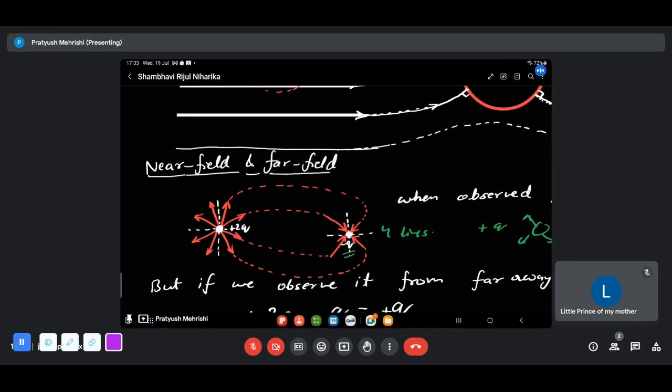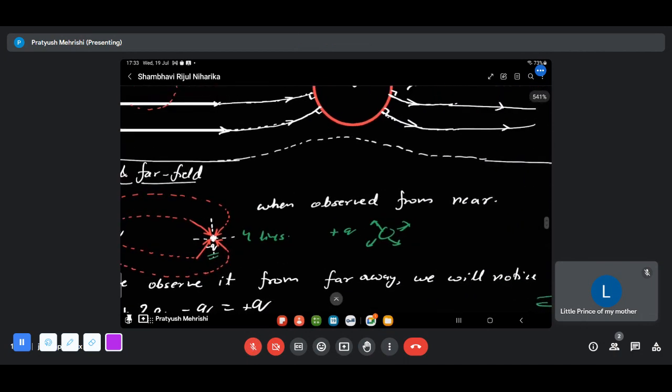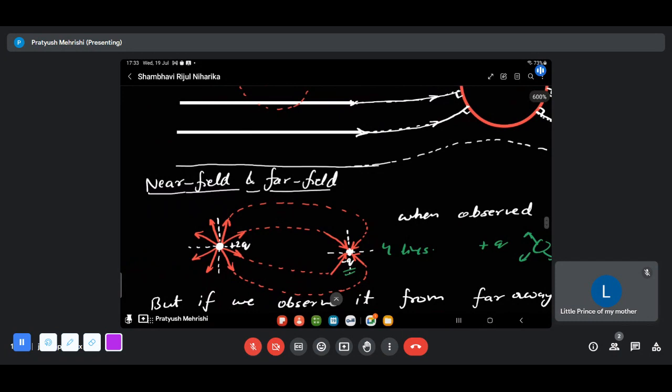If we are drawing 4 lines from minus q, then we have to draw 8 lines from plus 2q. It means what? The field lines must be like this. Okay. But this is when we are looking from a close point of view.